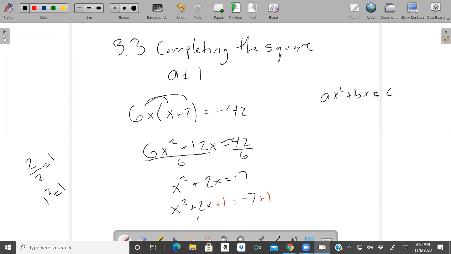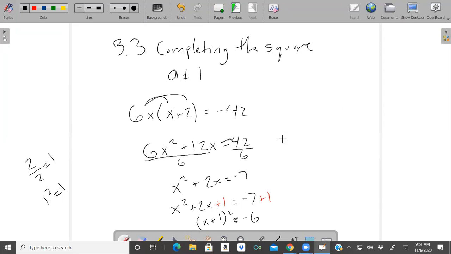All right, so now we go through our process of factoring the same exact way that we would have before. So it's going to be our x plus b term. So x plus b over 2 is 1. So x plus 1 squared equals negative 6. Okay. So now we just have our set process of being able to solve this thing.